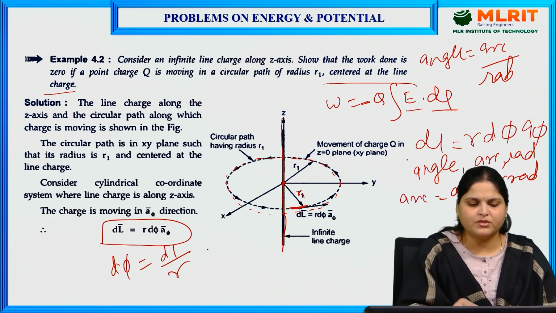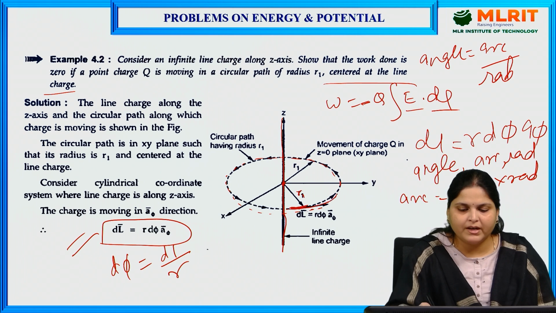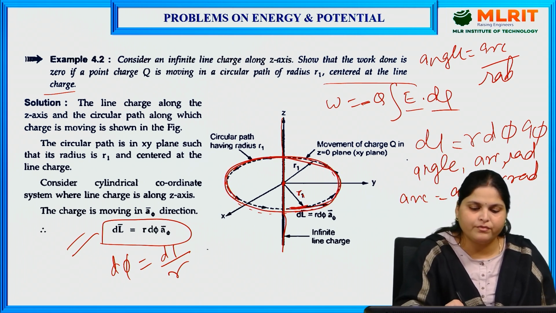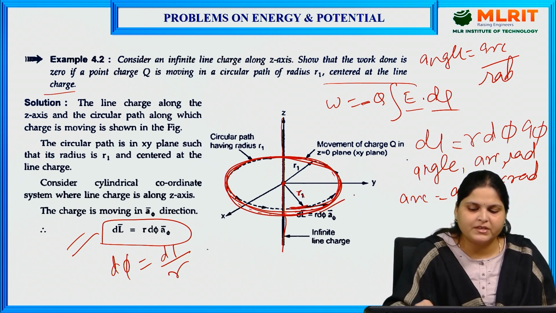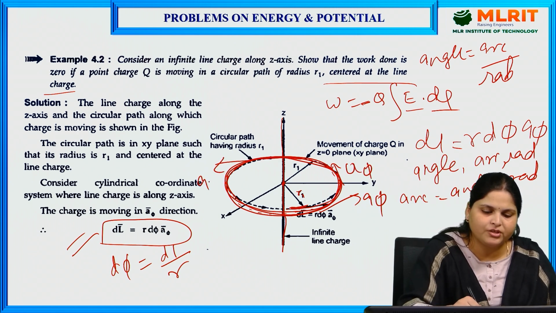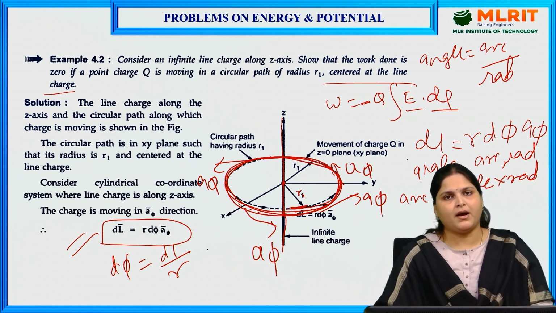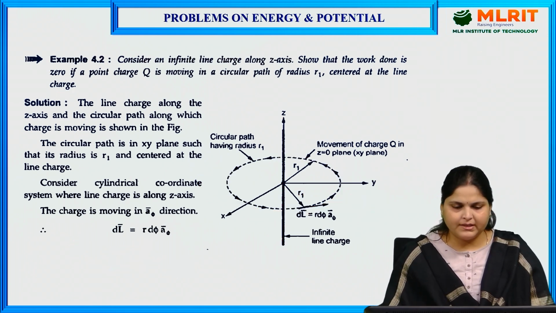When we further solve it, we get dl is equal to r d phi, and because it is moving in the anti-clockwise direction, which is basically the direction of the azimuthal angle, it is along the phi direction. That is how we find the direction of this charge path, right? So this is how we get dl.